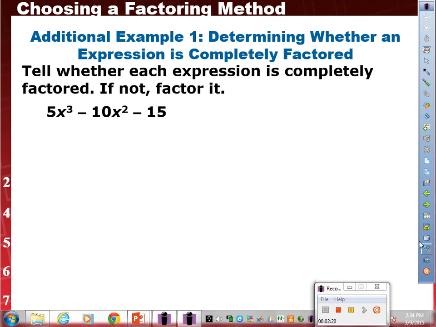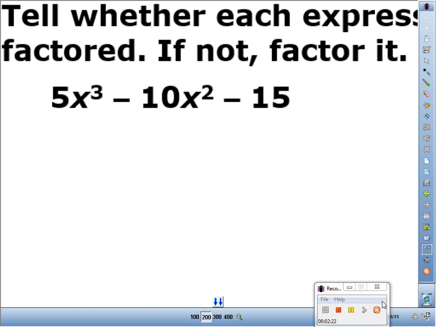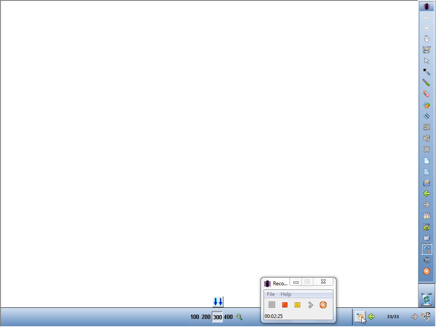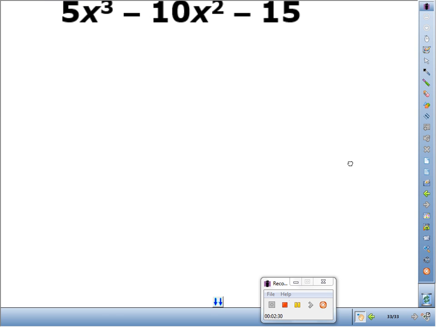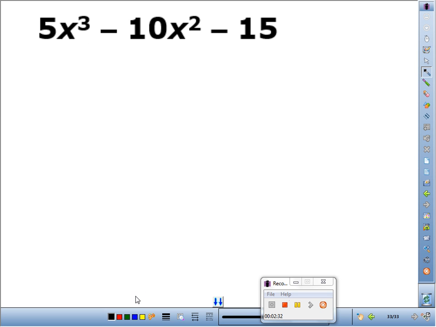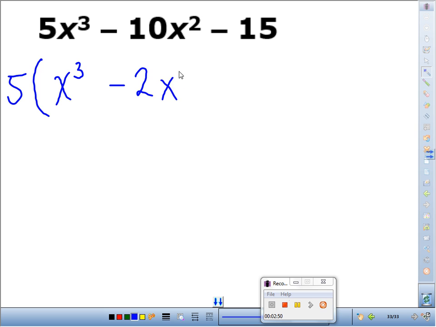Here we go. Let me zoom in. So let's find out to see if it's completely factored. Our first step, everyone. Step 1. GCF. So therefore, what number divides each term? 5. Is that the only thing that each term has? Yes. So therefore, we open up parentheses. We're left with x to the third minus 2x squared minus 3. So step 1 is done.